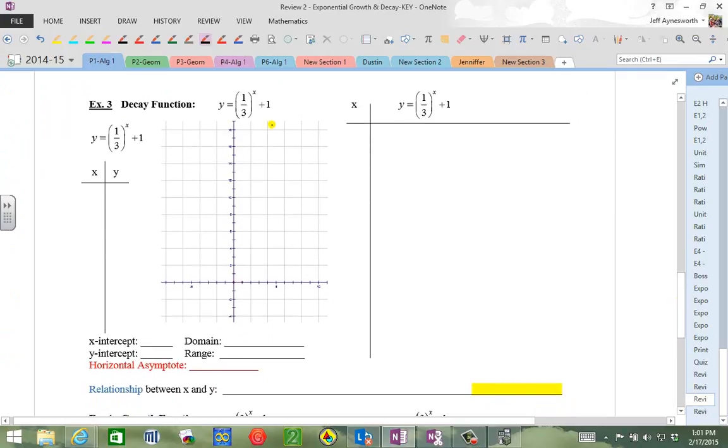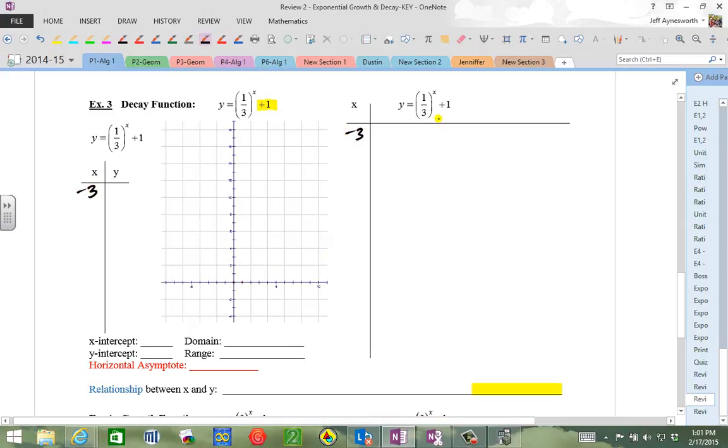Okay, another decay function, but we see a plus 1 added to the 1/3 to the x power, but this time we're going to add 1. So I can already see that my horizontal asymptote is going to be at y equals 1, just by looking at this part right there. That affects the horizontal asymptote. But let's prove it. All right, so let's pick a domain.